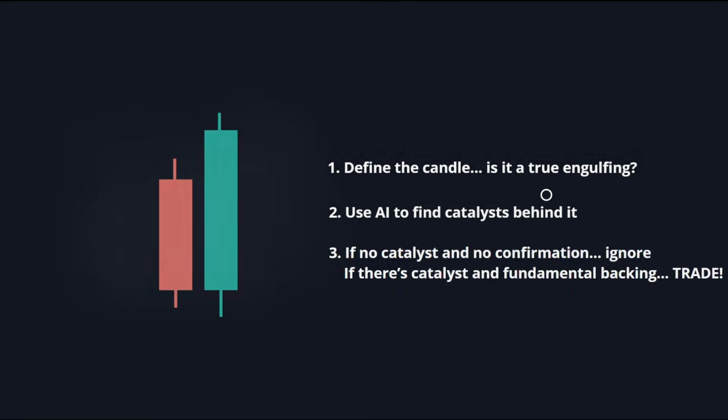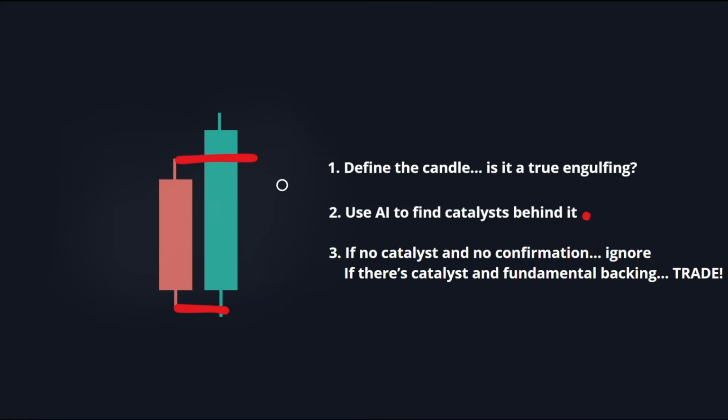So next time you see a perfect candlestick setup, could be a bullish engulfing, could be a pin bar, whatever it is, ask yourself first: is it a true engulfing, is it a true pin bar? Does it match the definition? If it is, then use AI to find a catalyst behind it. Try to understand what happened on that day, at that moment, to form this exact price action. Match what you're seeing on the chart with what happened behind the chart. And most of all, make sure that what happened behind the chart actually confirms the price action.